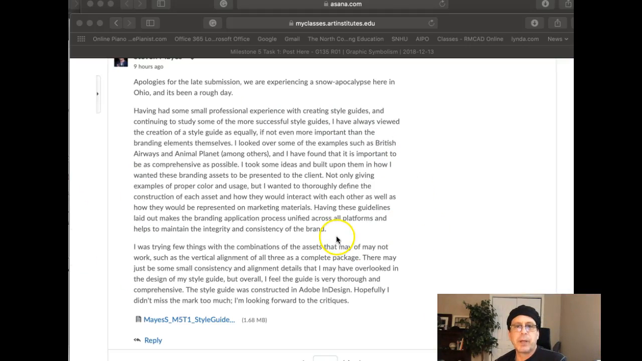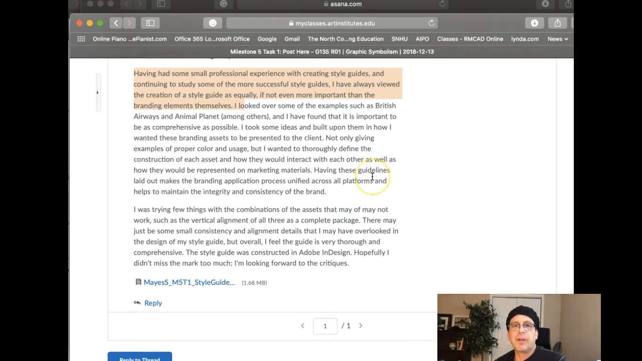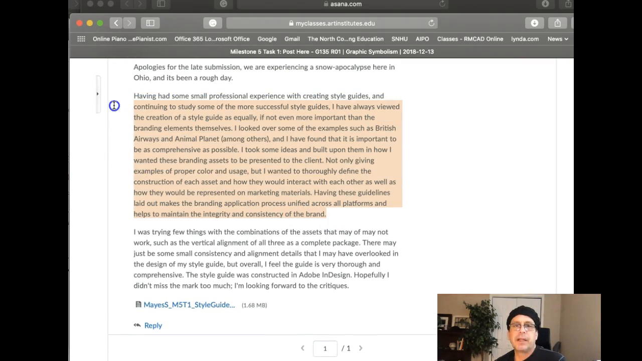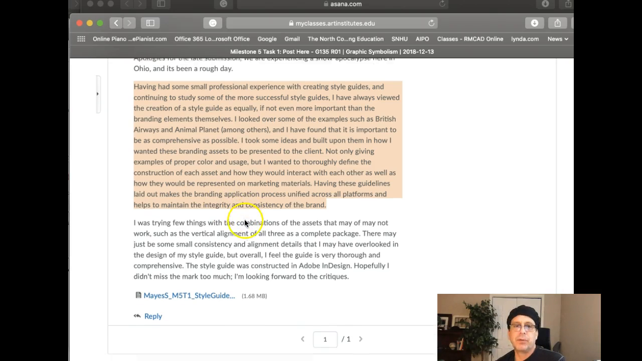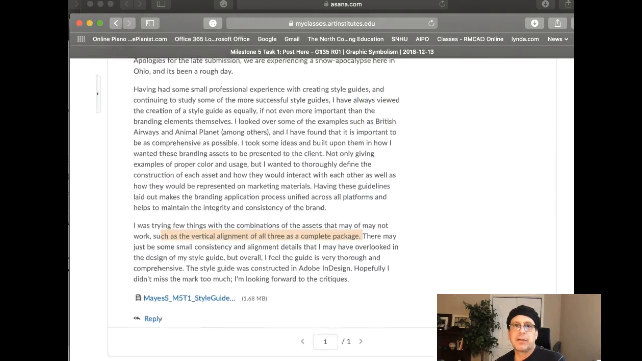Okay, just reading your writing here, and yeah, it looks like you have had some experience in the design of style guides, and you have a good idea. You definitely have a good solid concept of what a style guide is, how it behaves, and why we use style guides. I also think that this is interesting. You talk about some small consistency and alignment details. Then you talk about the vertical alignment of all three, and I agree with that. I'm going to talk about that in a second, but I think you and I are kind of seeing the same things in the work.